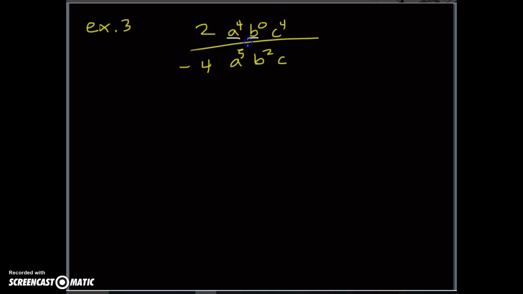We've got a base of a, a base of b, and a base of c. 5 is greater than 4, so I'm going to circle the 5. 2 is greater than 0, so I'm going to circle 2. And then there's no number here, we know the number is 1. 4 is greater than 1, so I'm going to circle the 4. Now I can rewrite this in terms of my subtraction.